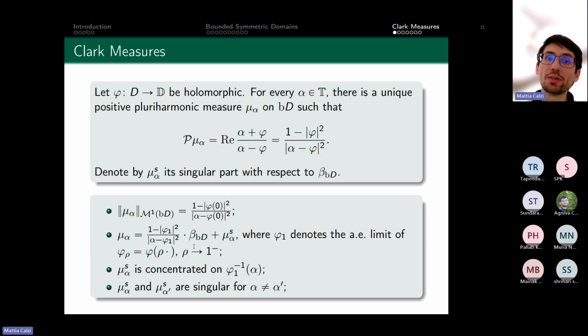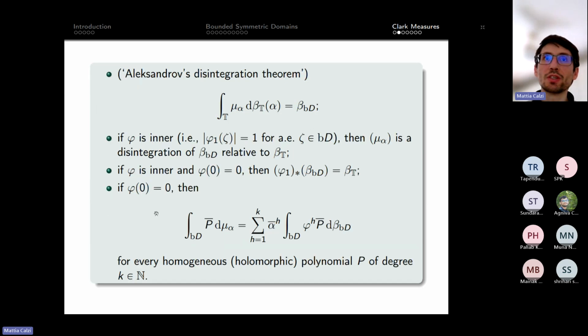Again, the absolutely continuous part of this mu alpha is explicit. It is given by the boundary values of this function here, radial boundary values. And again, these singular parts are concentrated on the set where the radial boundary values exist and take the value alpha. So again, these measures are singular for different alphas. So these are completely analogous to the one-dimensional situation.